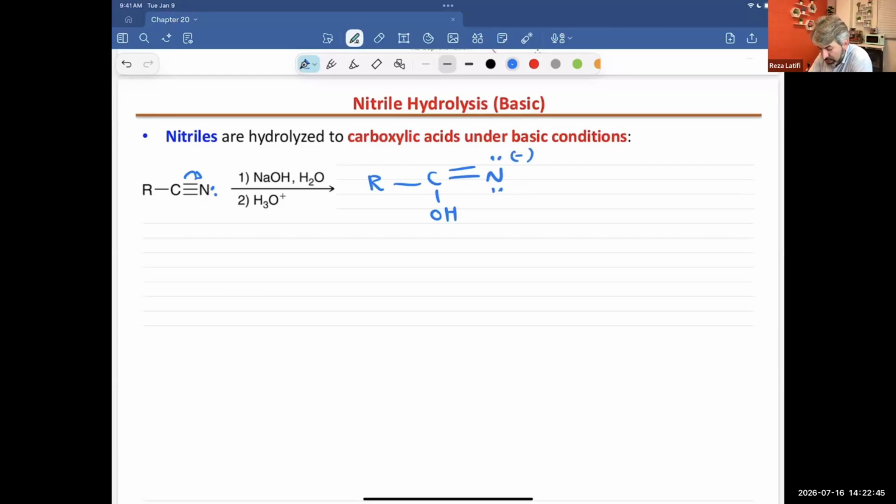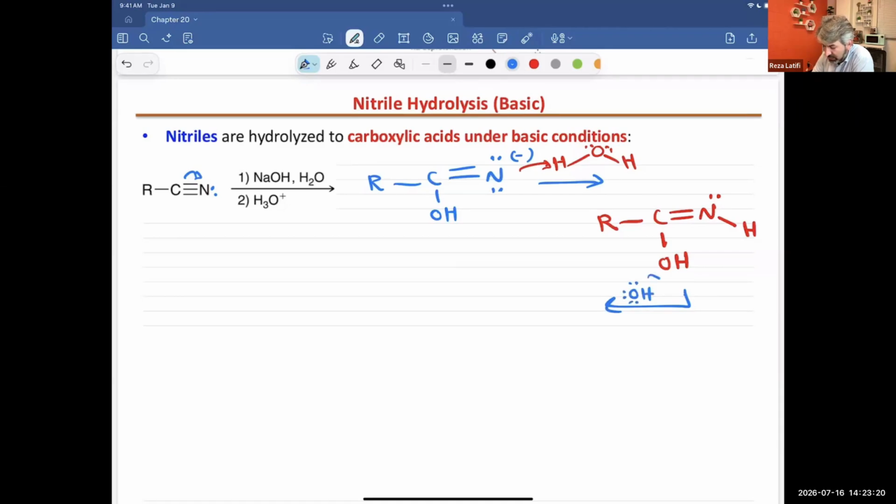And because the solution has water, the base will go after acidic H from water. If that happened, we will get R, C double bond with nitrogen, and there is an H there, and here we have an OH. Now, the solution is still basic, and because we have a base, it can go after any acidic H. So if we have O with a negative charge, it can go after this H. And if that happened, we will have a rearrangement, and technically we're going to get R, C double bond with O, and on the other side we will get NH2.